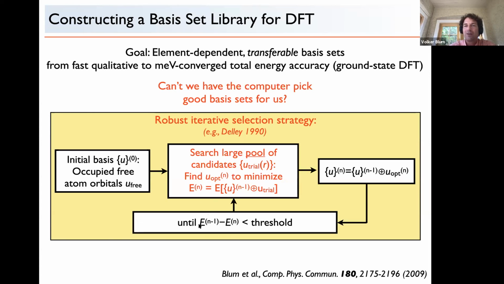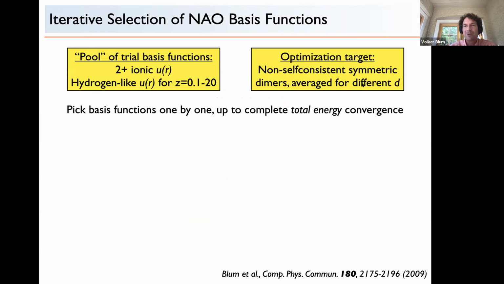no longer goes down. And so it turns out that the energy to be optimized for that was necessary for the basis sets we use now was a very simple one. It was dimers of the same atom. So for example, carbon-carbon or iron-iron or something like this. And so you minimize the total energies of non-self-consistent symmetric dimers at different distances for this pool of trial functions, which in practice are hydrogen-like functions or ionic functions.